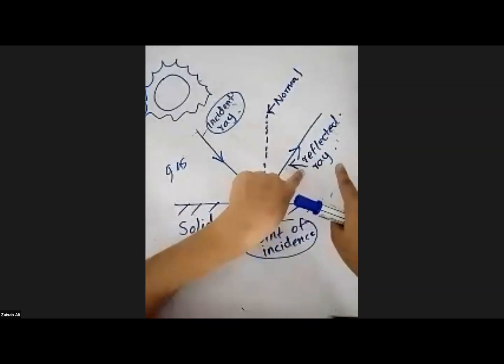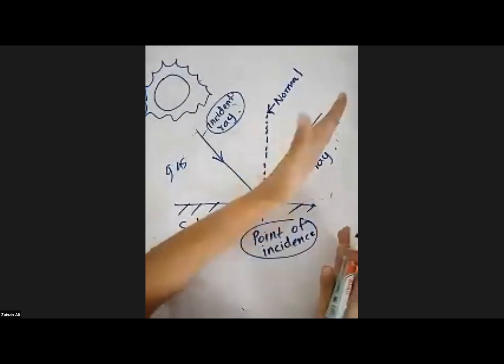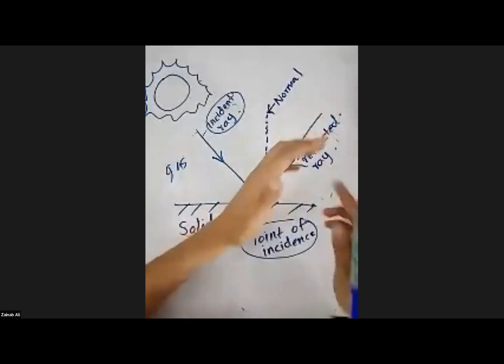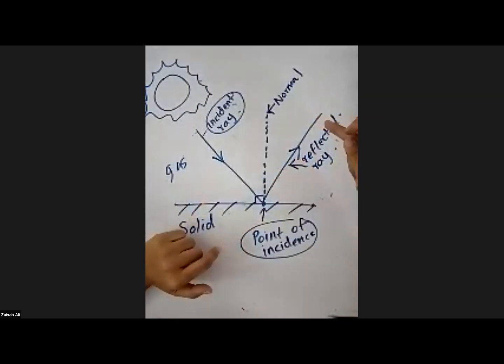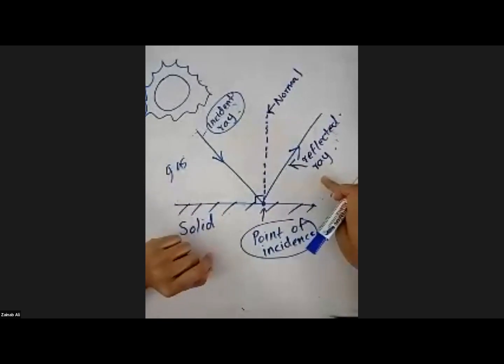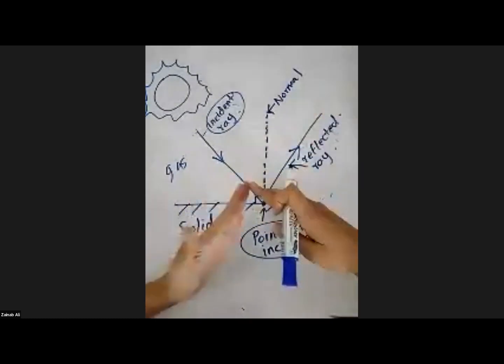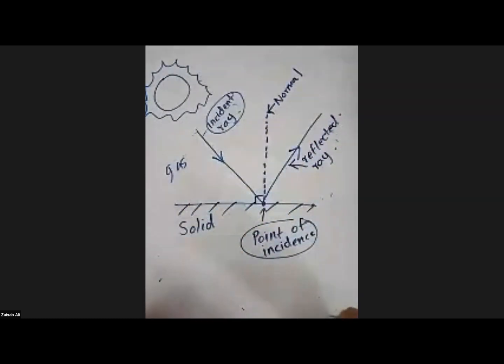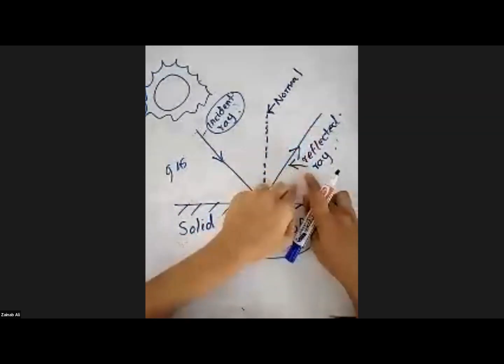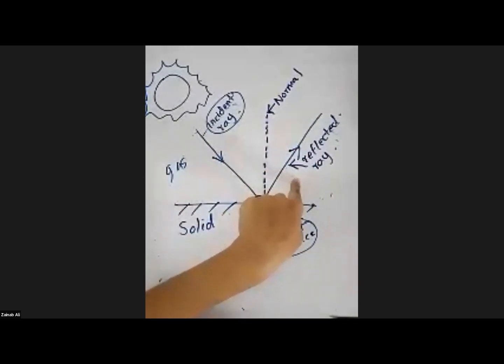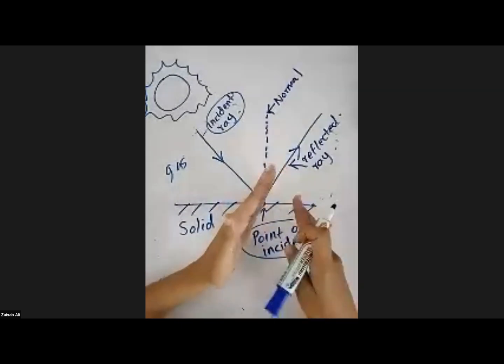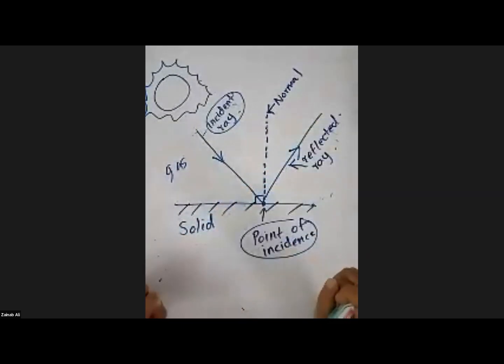So the reflected ray is the ray that is sent back into the same medium. So the same medium means which medium? If I say same medium, it is what medium? Gaseous medium. Very good. So it will be sent back into the same medium. So that ray, you call it the reflected ray. The ray that reflects away from the mirror, you call it the reflected ray.